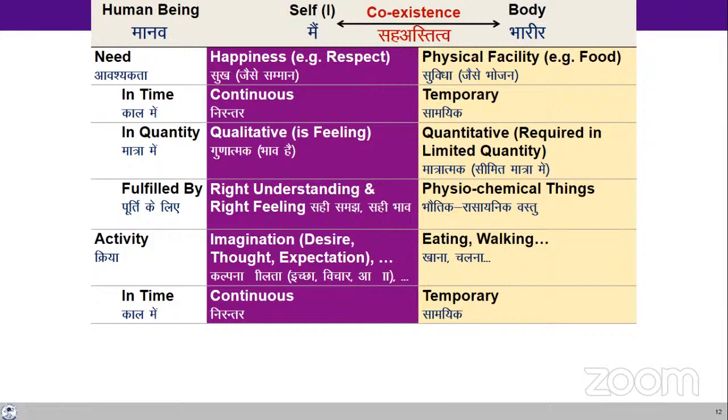When we think about the activity of the self and body, the activity of the body, we are all very sure: eating, walking, sleeping, speaking, all these are the activities of the body. But when we think about the activity of the self, imagination, thoughts. Are we able to see this?